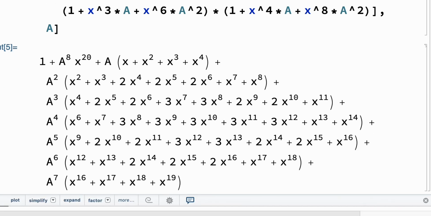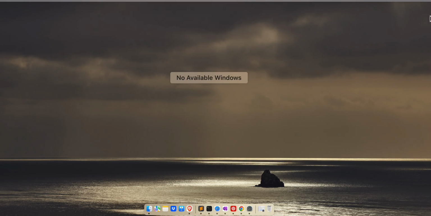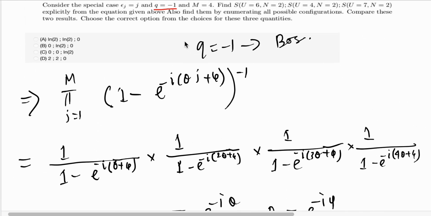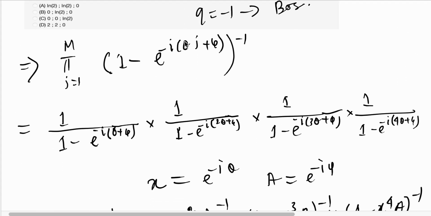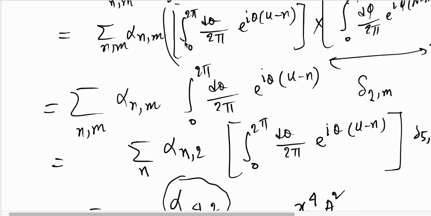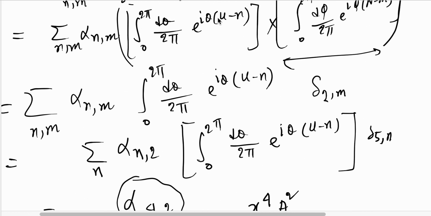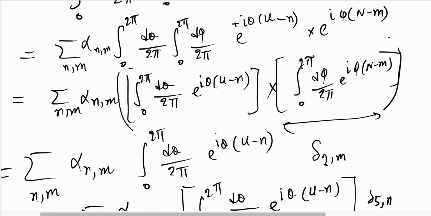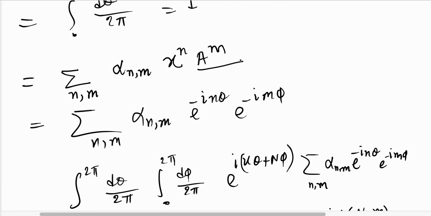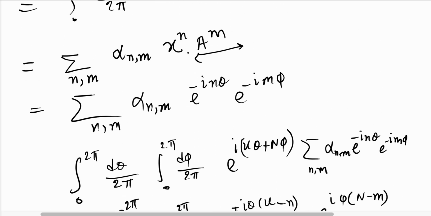As I have told you previously, since the total number of particles is 2, let me repeat the previous problem here because everything is actually there. Which term will contribute? What is e to the power i phi minus m? e to the power i phi minus m is nothing but a to the power minus m. That means which a to the power m of the series expansion will contribute?